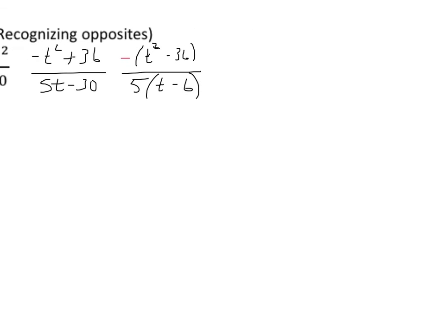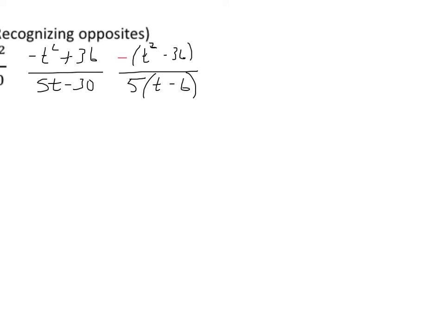So those are considered opposites. I took the negative out, so I have a negative still there. I have a binomial that I can factor because I know it's a difference of two squares. And that is a difference of two squares factored. I have factored the numerator and the denominator.